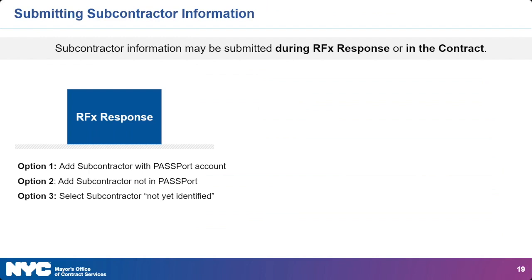Subcontractor information may be added when you prepare your RFX response like a proposal or bid, or in the contract. During the RFX response preparation, you have three options. You may add a subcontractor with the Passport account, identify a subcontractor not in Passport, or state that a subcontractor is not yet identified. Let's see how this works in the RFX response.